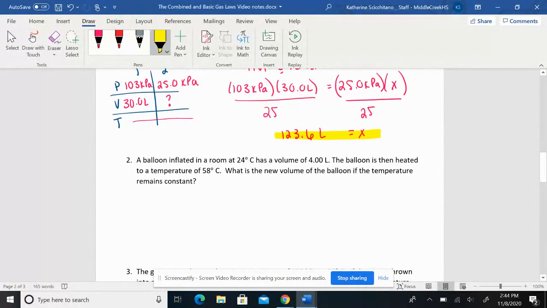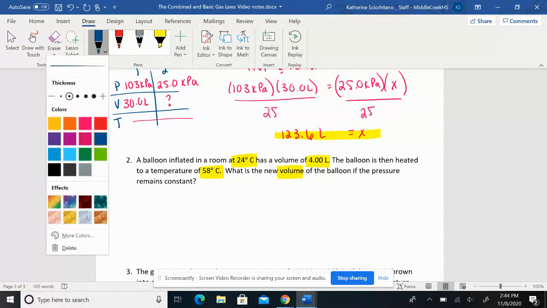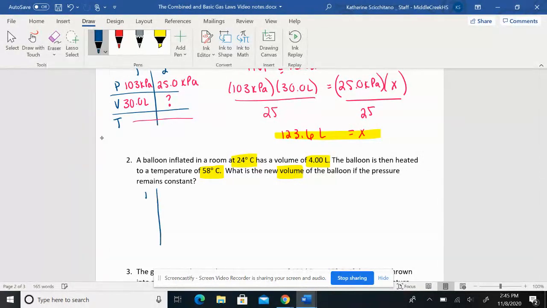It says the balloon inflated in a room at 24 degrees Celsius has a volume of 4 liters. So I know that I have a temperature and I have a volume. Then it says the balloon is then heated to a temperature of 58 degrees Celsius. So I have another temperature. It says what is the new volume of the balloon if the temperature, oh, sorry, this should say not temperature, that's my fault. If the pressure remains constant. Okay, I'm going to go ahead and draw my chart so that I stay organized.